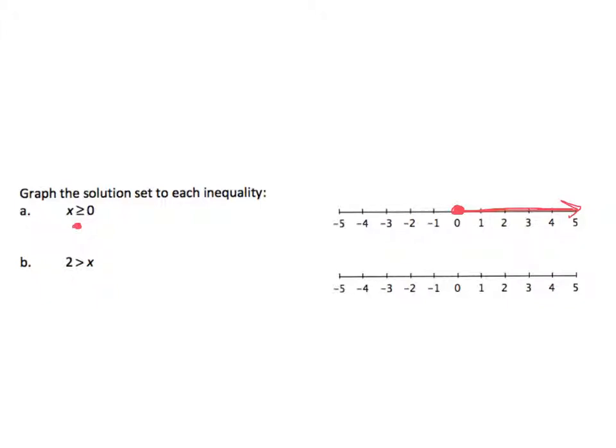For letter B, I'm going to flip this, so x is on the left-hand side, which means I got to flip the inequality sign too, so it's still pointing towards x. So this is going to be an open circle, since it's not equal to, it's just an open circle on 2, and it says x is less than. So I want to shade where the numbers are smaller than 2, which is to the left.